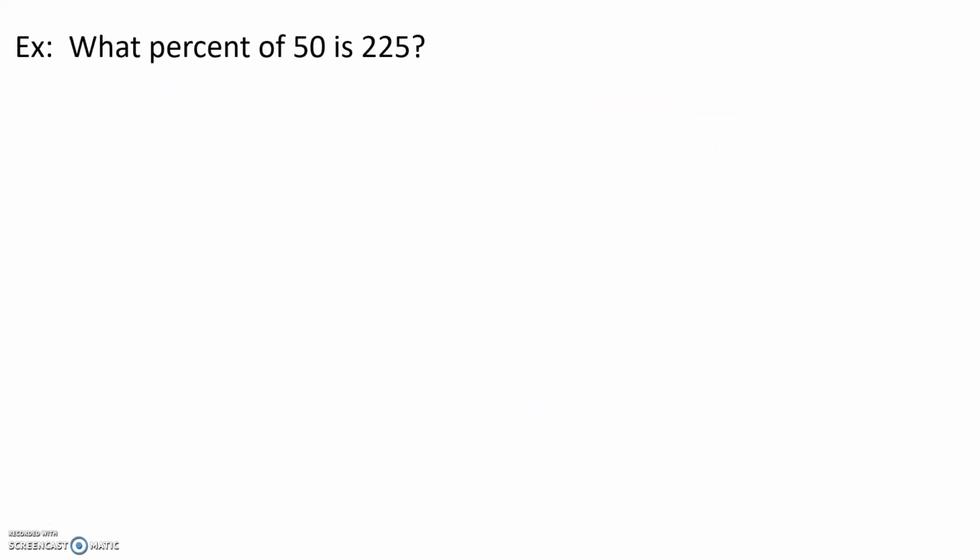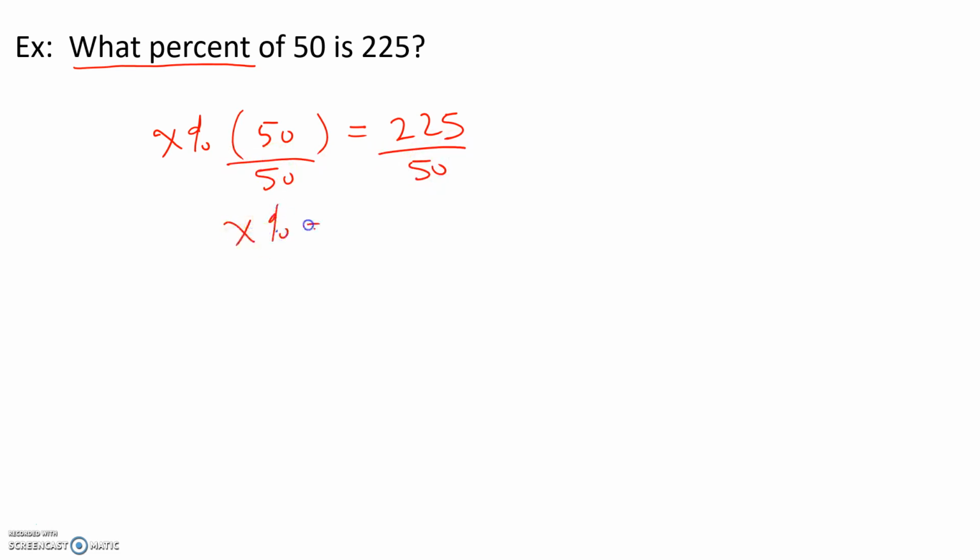What percent of 50 is 225? Again, what percent translates to x percent. The word of, that's multiplication. 50, the word is means equals to, and we got 225. X percent times 50 equals 225. To isolate x, we would divide both sides by 50. So we would get x percent equals 225 divided by 50, which is 4.5.